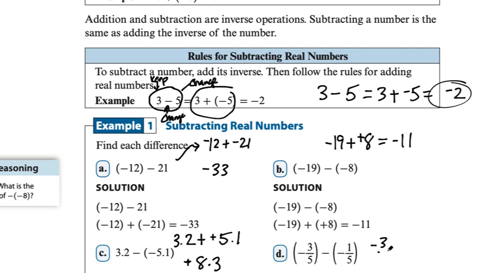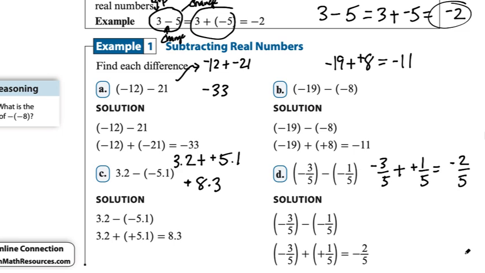Let's handle this over here. The rewrite's going to be simple. Negative 3/5 plus a positive 1/5. The signs are different. We're going to subtract and take the sign of the number that's furthest away from 0, the number that looks bigger, however you want to say that, and we get negative 2/5. Let's take a look at the next example.